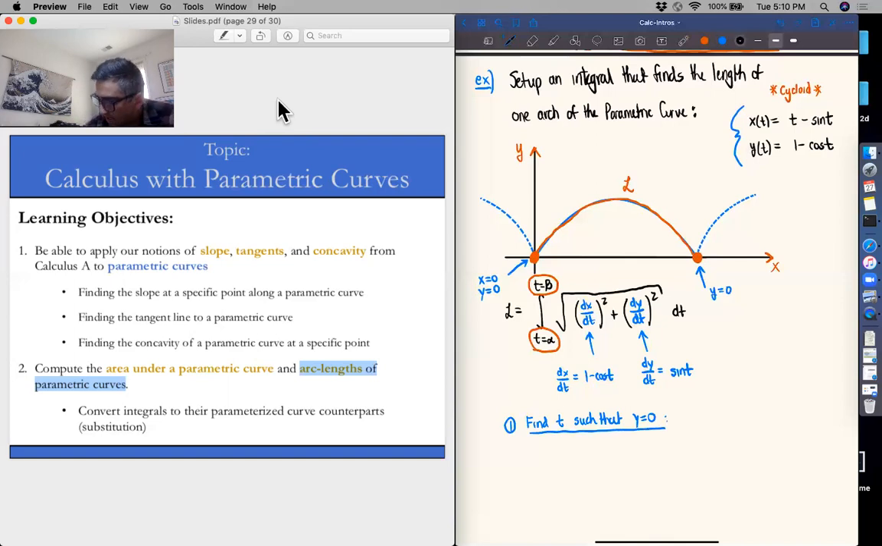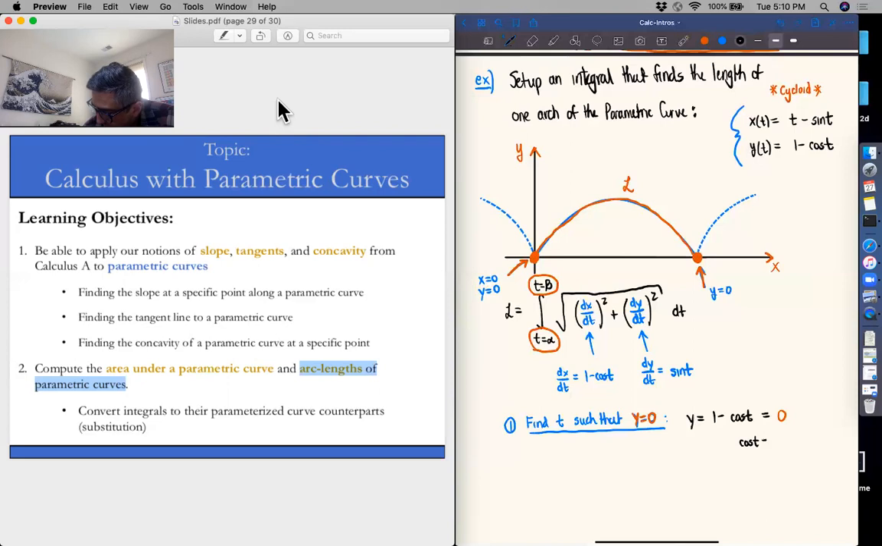So we take our y equation. y is equal to 1 minus cosine of t. We set it equal to 0 because, again, that is the point that we care about. We know at both of these points, y is equal to 0 because our point is sitting on the x-axis. And we can solve this equation.